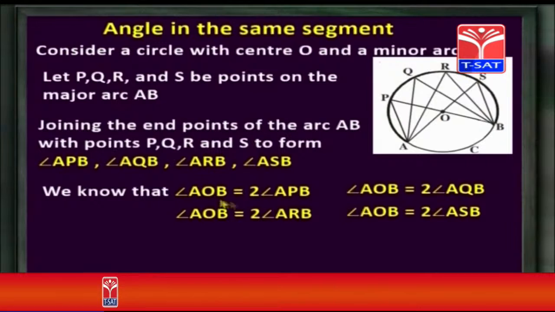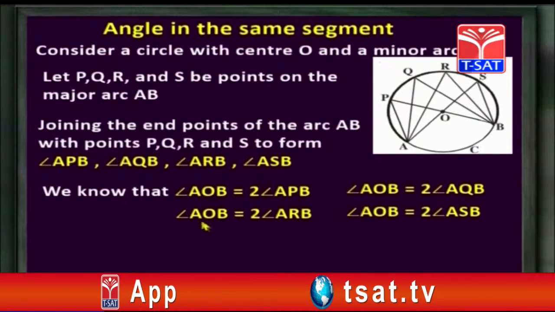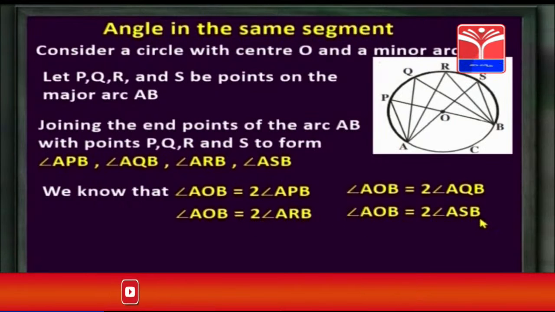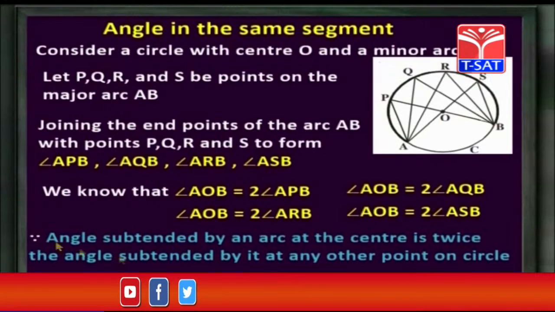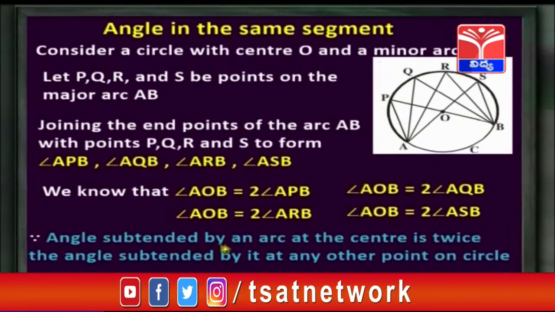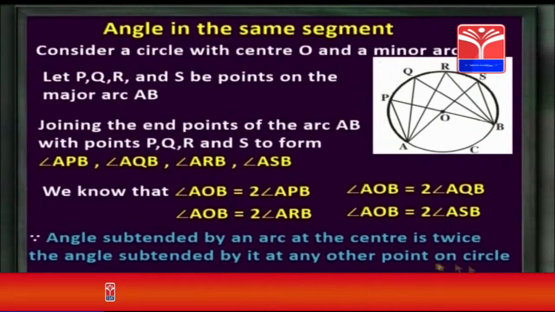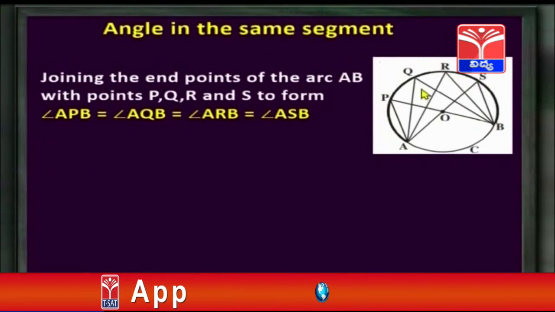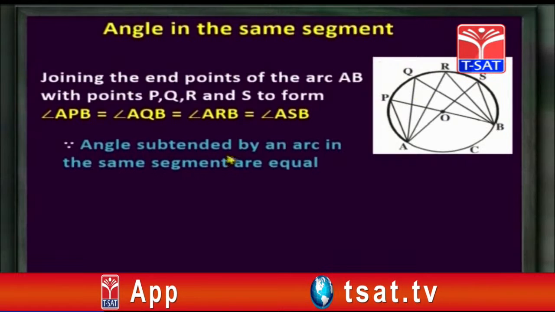So AOB is equal to 2 into APB, AOB is equal to 2 into AQB, AOB is equal to 2 into ARB, AOB is equal to 2 into ASB. Now how did we get this? Angle subtended by an arc at the center is twice the angle subtended by it at any other point of the circle. These are all the angles. Angles subtended by an arc in the same segment are equal.